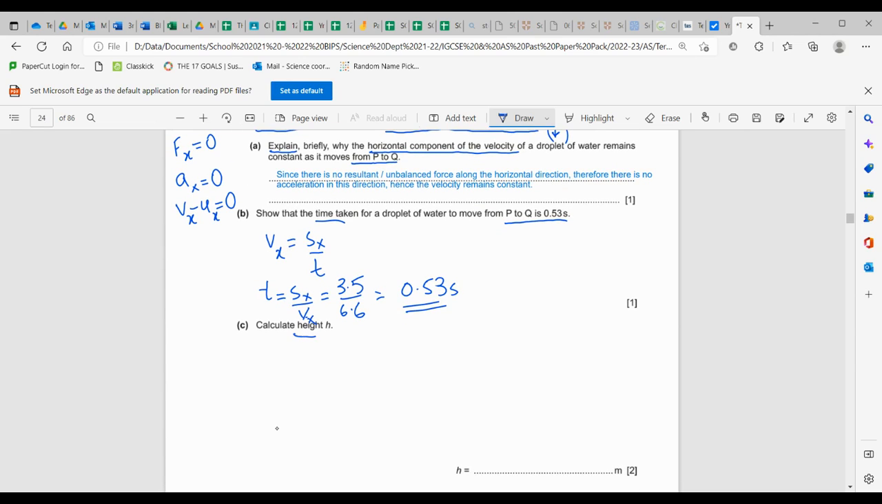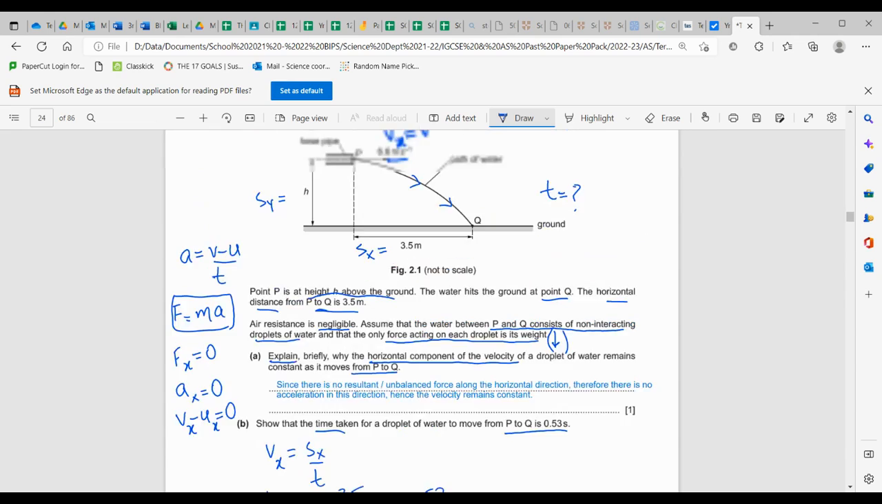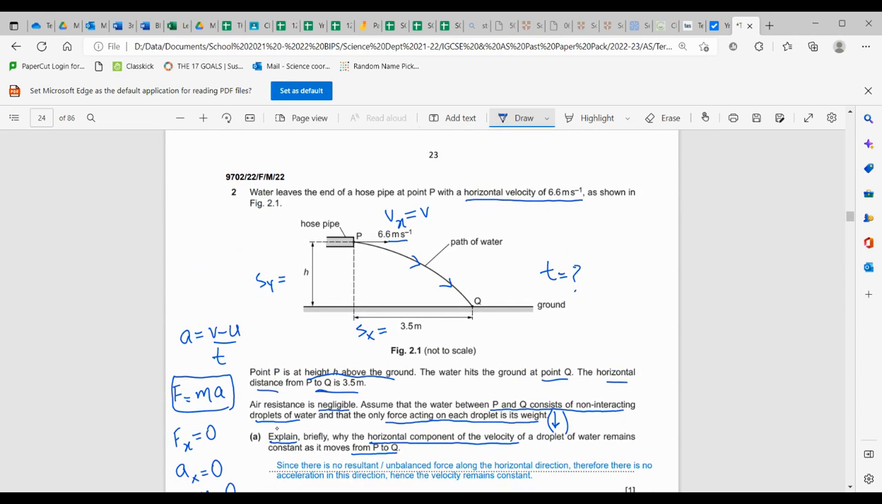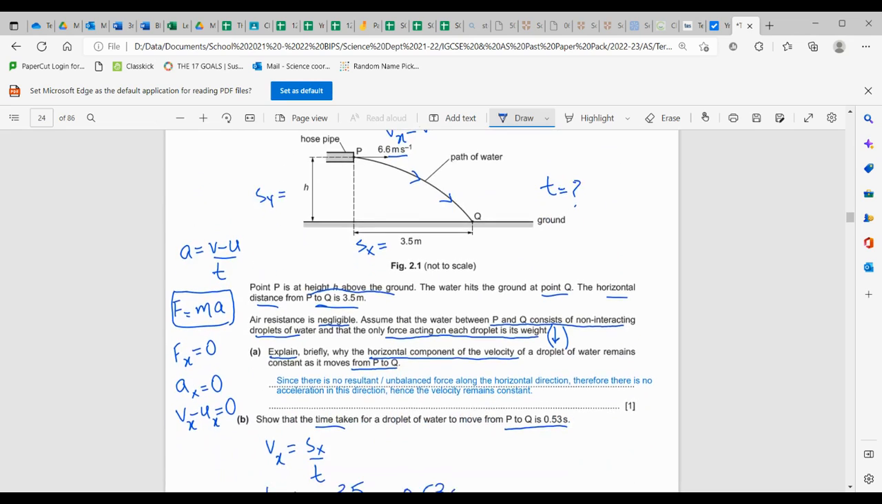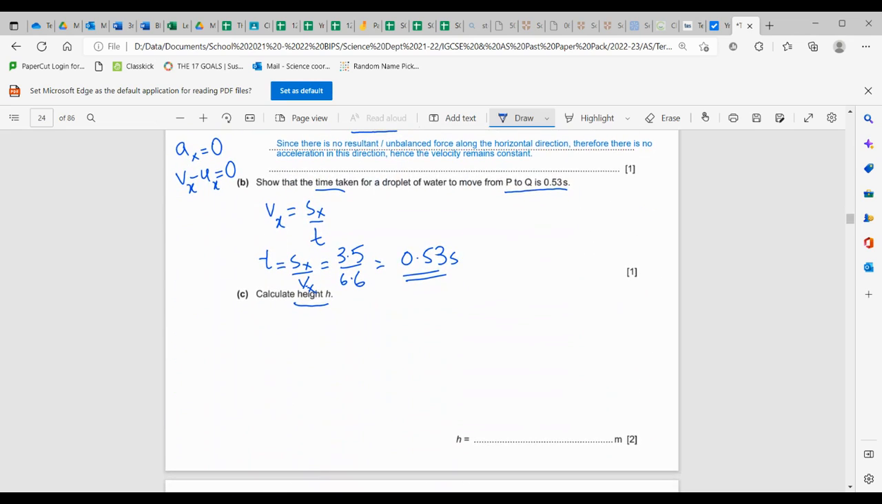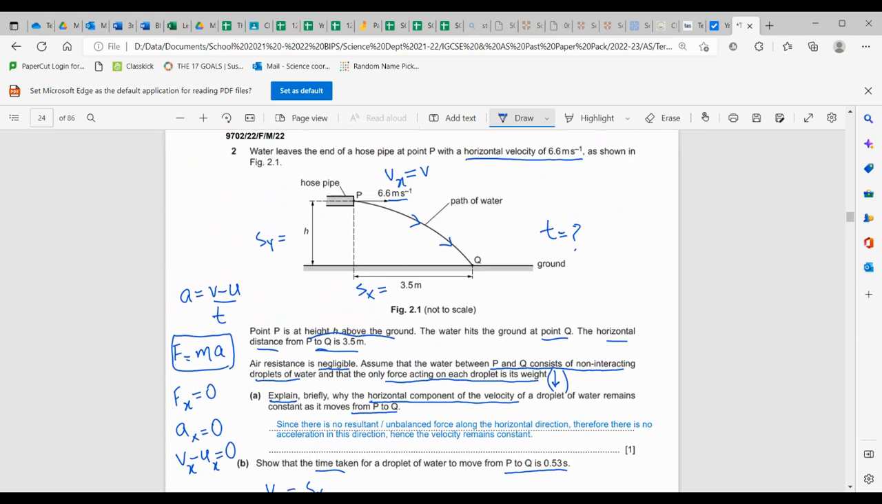Calculate height h. That is the next part. Now, if you remember from the diagram, height h is nothing but the vertical displacement of the droplets. Now, for vertical motion, what are the variables that we know about? Let's have a look at the diagram.